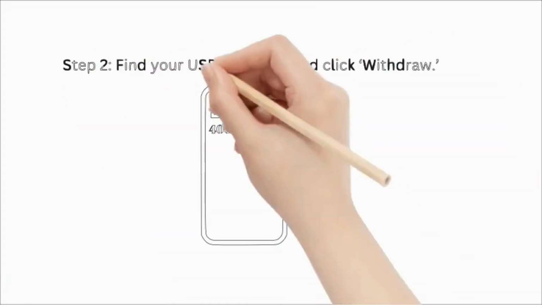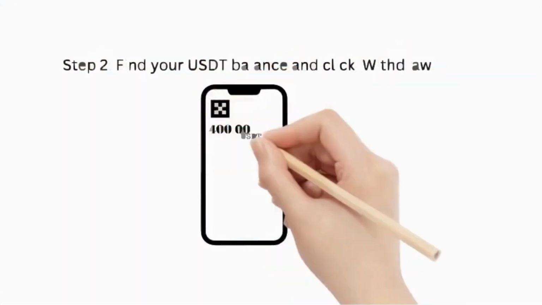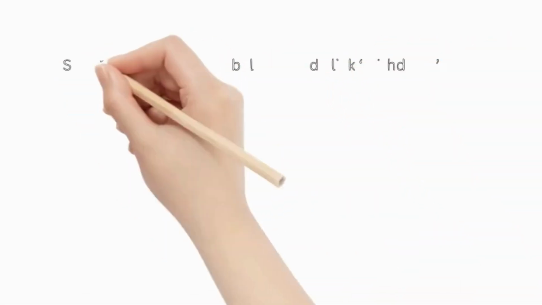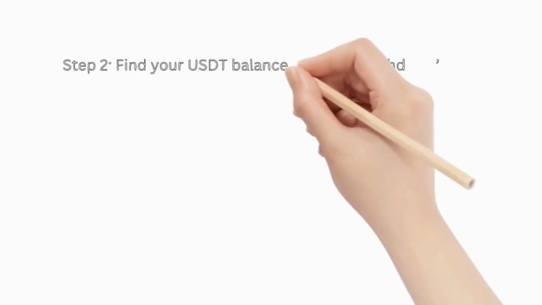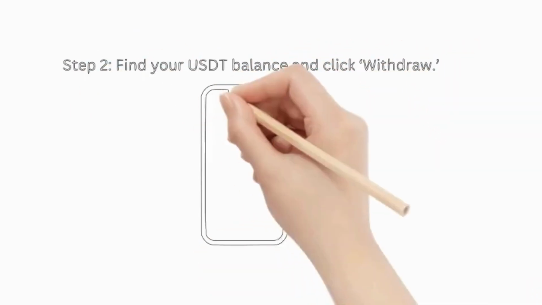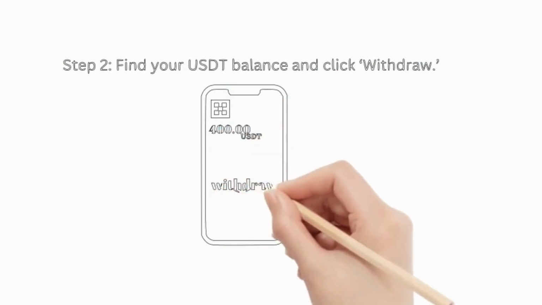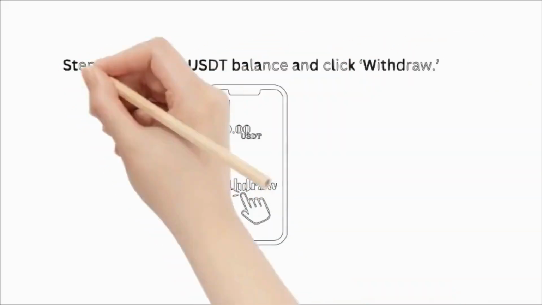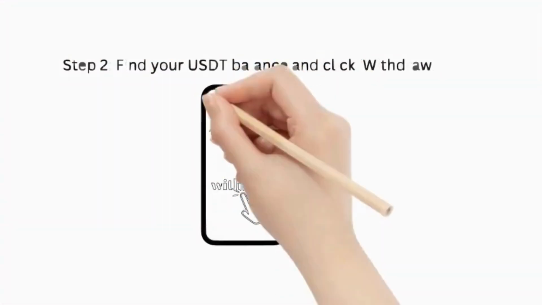Step 3. Enter the withdrawal details. Now, you'll need to enter the withdrawal details. This is where you'll input the amount of USDT you want to transfer and the destination address. Make sure you select the correct network. For USDT, you can choose between networks like ERC20, TRC20, or BEP20. I'll explain the differences in a bit.